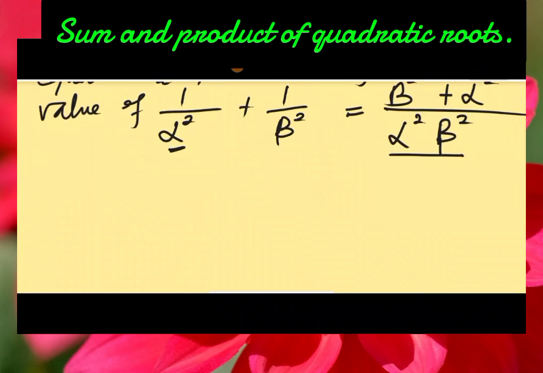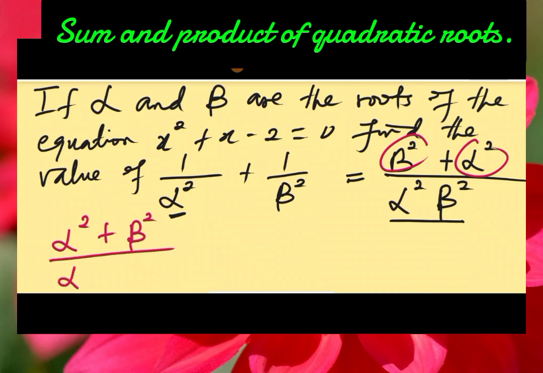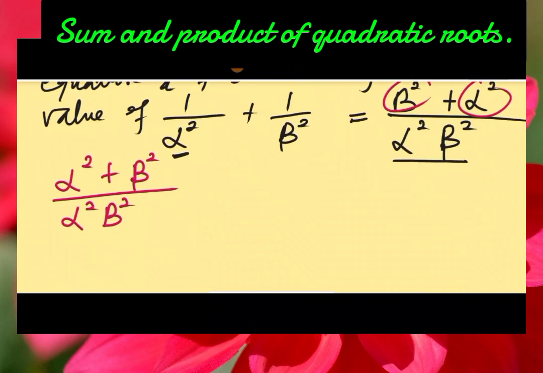Very good. With the law of commutativity, this alpha squared plus this beta squared is the same as alpha squared plus beta squared, everything divided by alpha squared beta squared. Very correct. Now, according to quadratic root identity, alpha squared plus beta squared is the same as alpha plus beta squared minus 2 alpha beta.